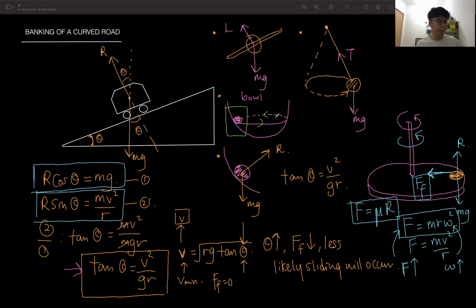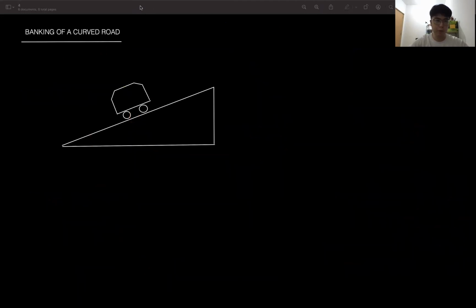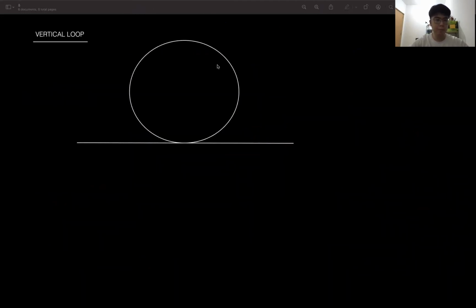Next, we look at the vertical circle. All these are horizontal circles, movement in a circular path along the horizontal plane. For the next part, we'll look at when an object moves in the vertical plane. It's also circular motion. An example is a car, a trolley, or anything moving in a vertical loop.